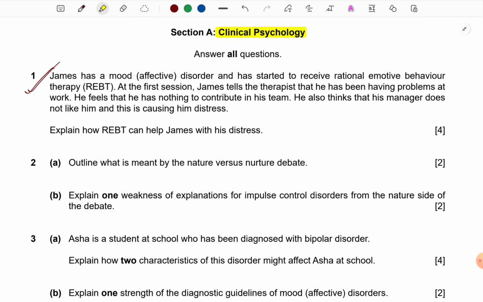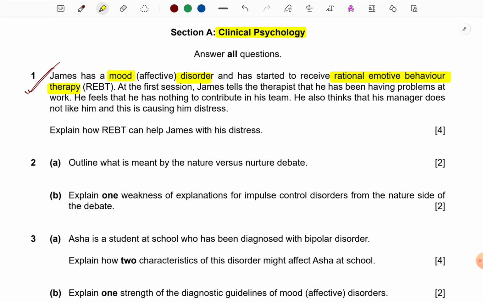James has a mood disorder and has started to receive rational emotive behavior therapy. Now, in some students' minds, as soon as they read this sentence, it translates to: I have to just describe whatever I have learned about REBT. So whatever I have memorized, now I just have to write it for 4 marks. If that was the case, they would have asked you a straightforward question, describe rational emotive behavior therapy, and they would have given it 4 marks. There was no need for them to give such a big scenario here if you did not have to apply your knowledge to it. So firstly, don't think in that direction.